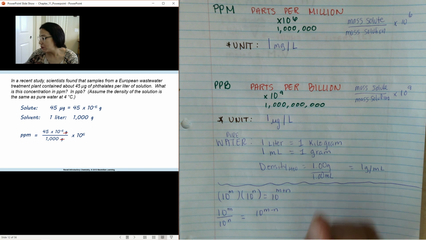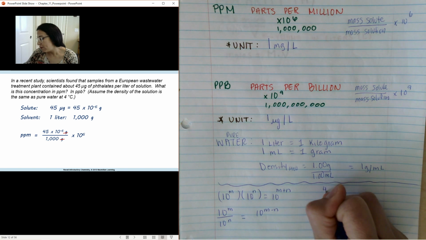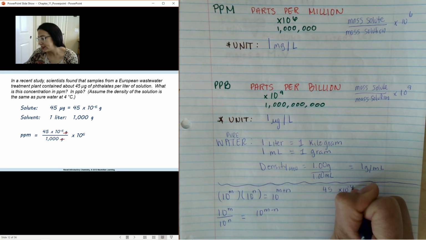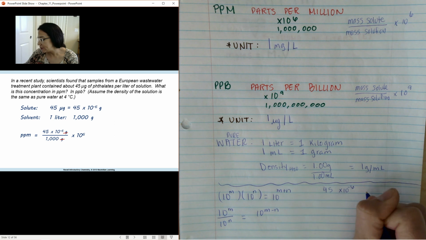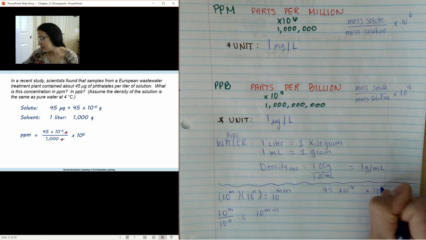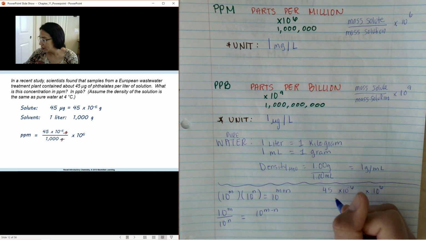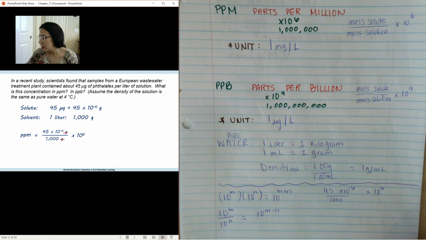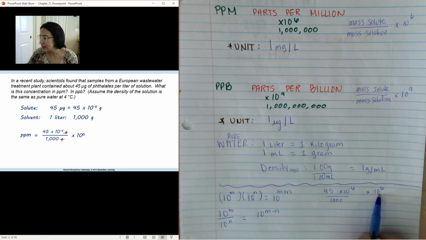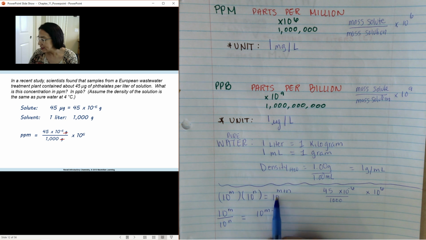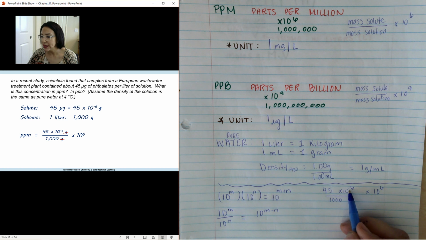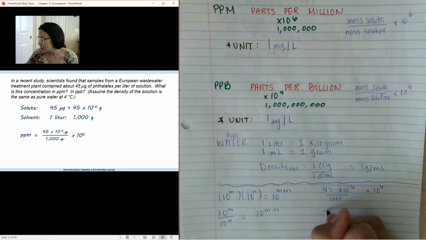So in this case, we have 45 times 10 to the negative 6, and this is being multiplied by 10 to the 6th power, and it's divided by 1,000. So if I have 10 to the negative 6 times 10 to the 6, that's the same as 10 to the negative 6 plus positive 6. Okay, so hopefully you guys are following me with this. Negative 6 plus positive 6 is just going to equal 0, which gives me 45 divided by 1,000.